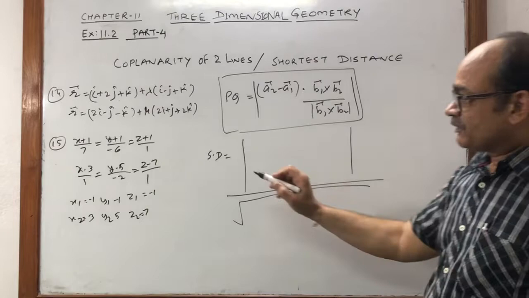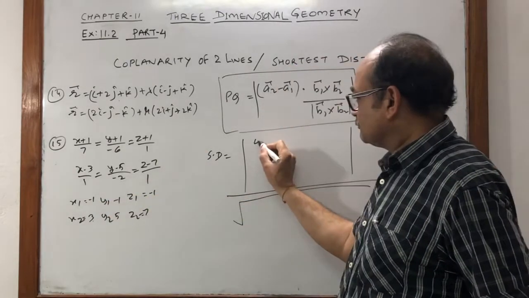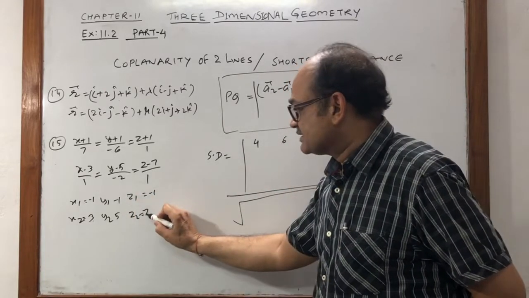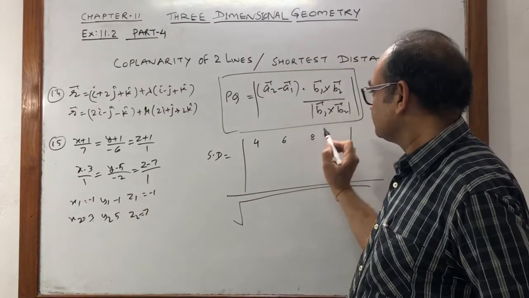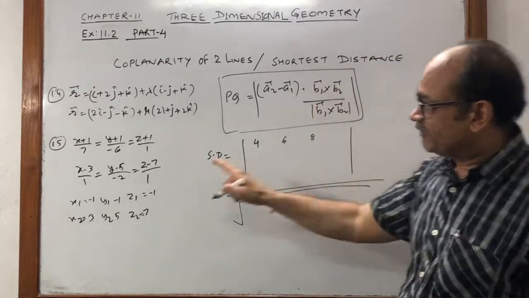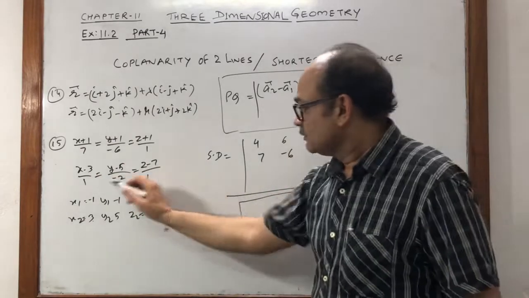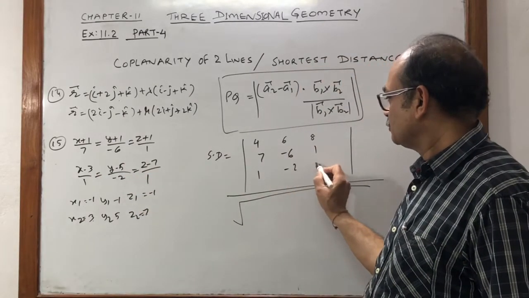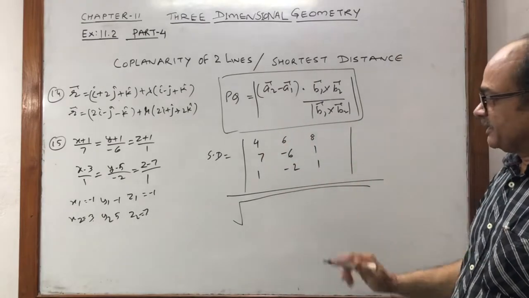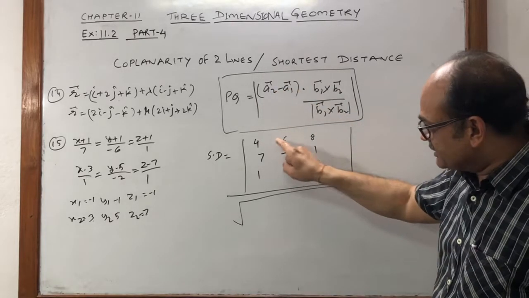First we start with A2 minus A1. So A2 minus A1 is 4, B2 minus B1, and 7 minus 1, which is 8. The next are B1 and B2. B1 is already given: 7, minus 6, 1, and 1, minus 2, 1 is the numerator. The denominator means a simple cross product, because we suppose these as i, j and k.